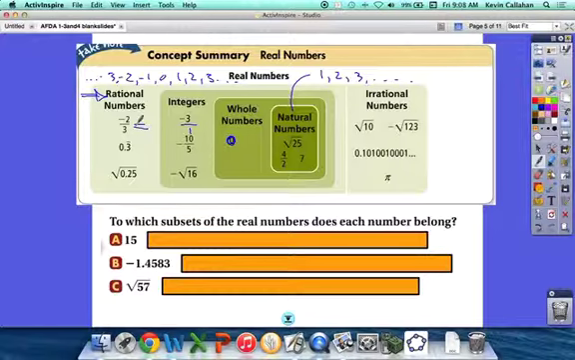As decimals, as long as the decimal either terminates, means it doesn't go on forever, or it repeats itself, then it can be a rational number. 0.3 with a bar, that means 3, 3, 3, 3, 3 forever. That is a fraction. That's 1/3. So as long as it can be written as a fraction, it's a rational number.